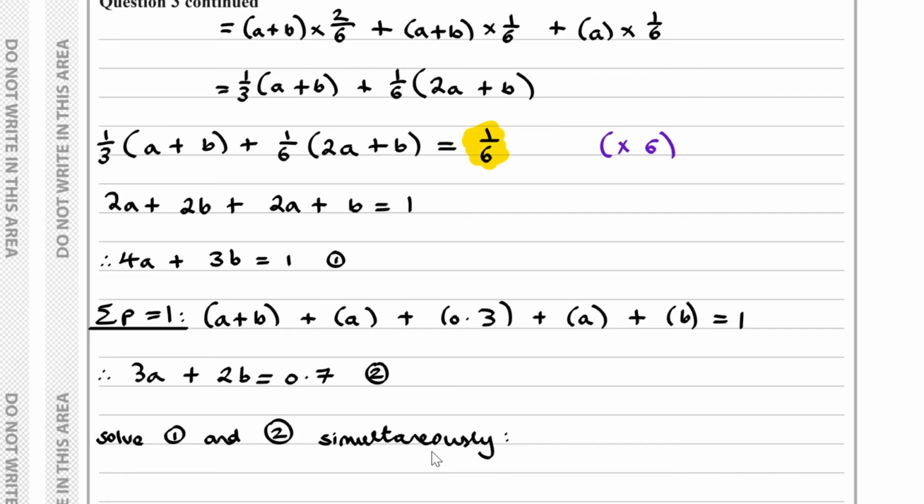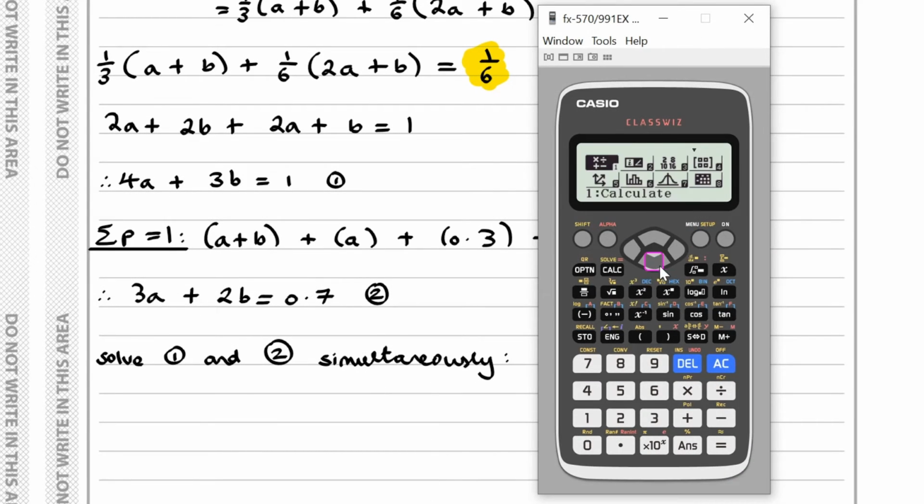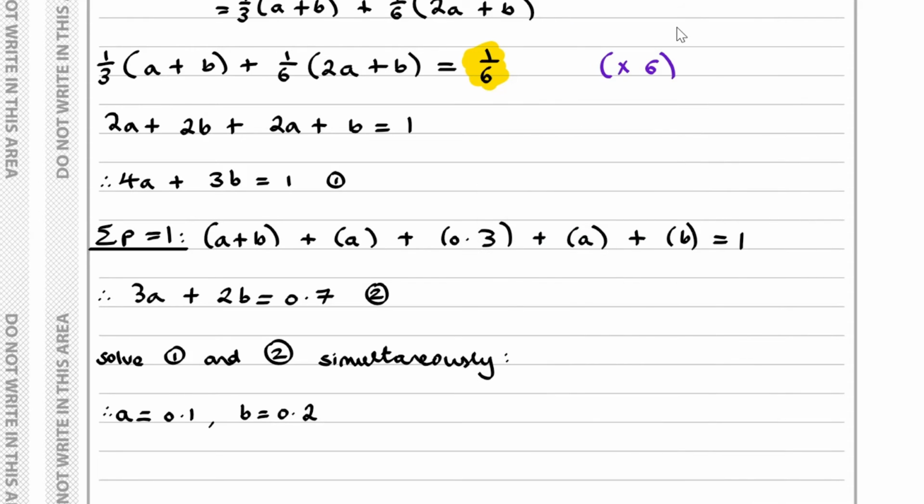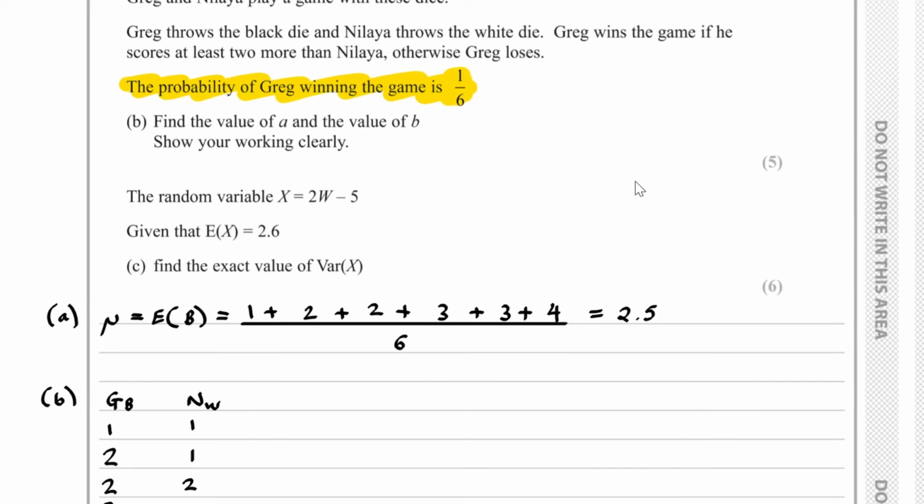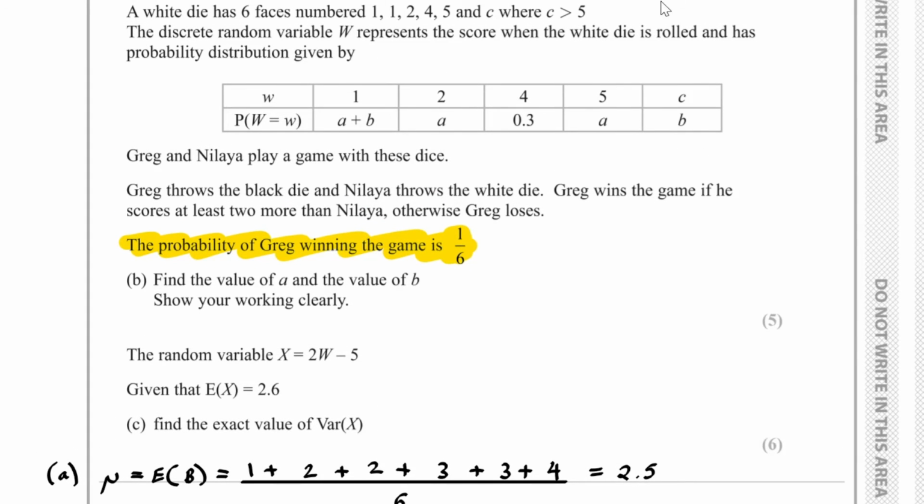doing that, well, let's just use our calculator. So solving those simultaneously, we have a simultaneous equation with 2 unknowns. So we have 4, 3, 1, 3, 2, 0.7. We see that A is equal to 0.1 and B is equal to 0.2. Okay, so what we can now do, knowing that A is equal to 0.1 and B is equal to 0.2, let's fill all these values in again. So here we have A plus B, so we have 0.3 here, 0.1 here, we still have this 0.3, 0.1 here, and 0.2 here.